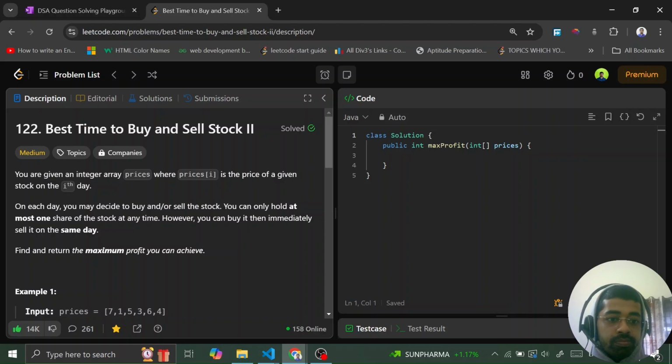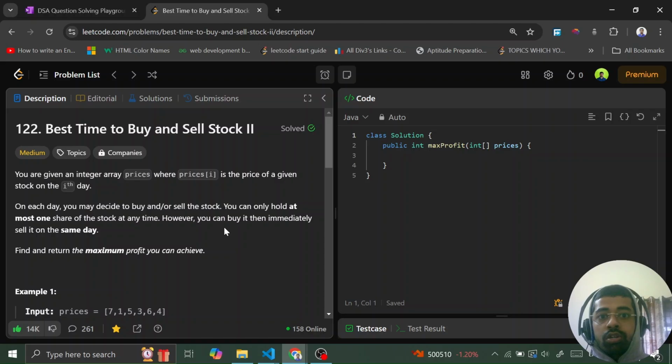And we can decide to buy and sell the stock. You can hold at most one share of stock at any time. However, you can buy them immediately, sell them the same day, find the maximum profit you can achieve. So what I can understand from here is that you can buy the stock, but to buy another stock, you have to sell that one. You can only hold one stock at a time, but you can do such multiple transactions.